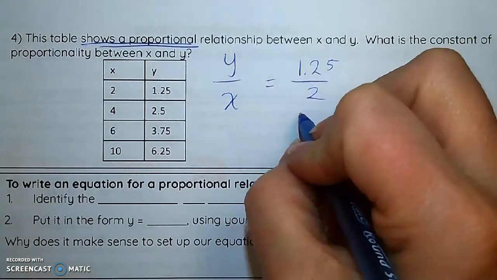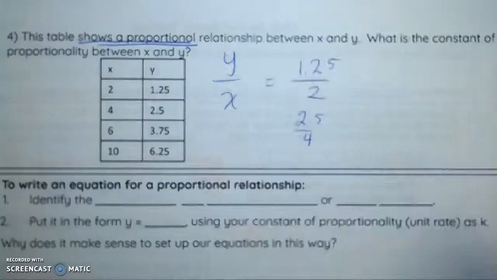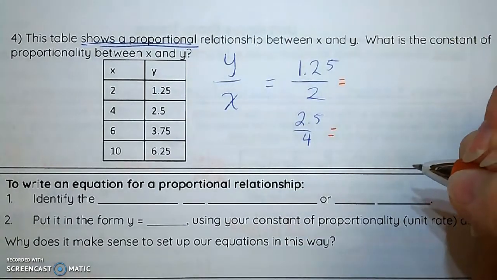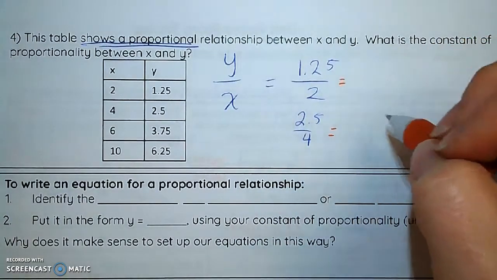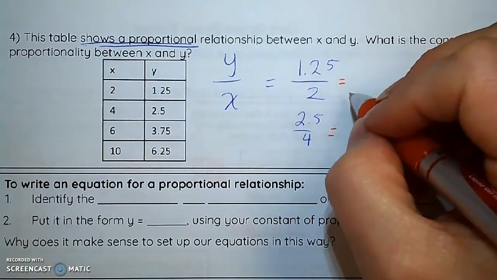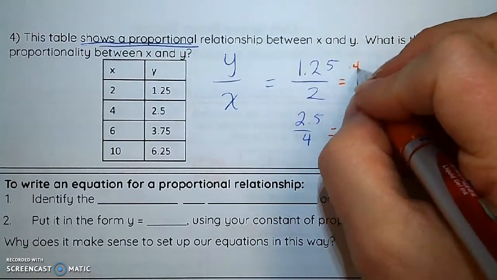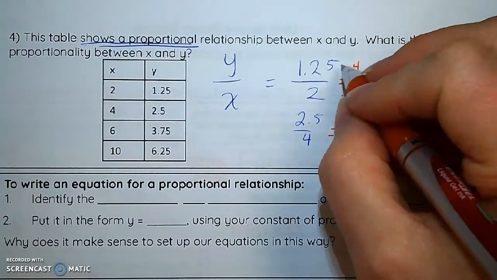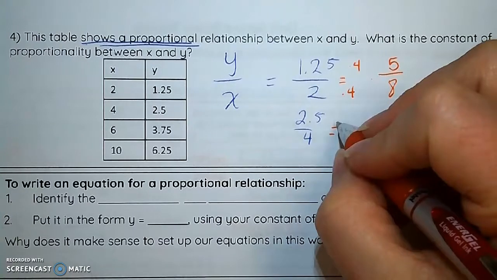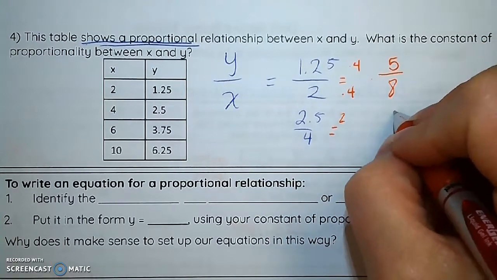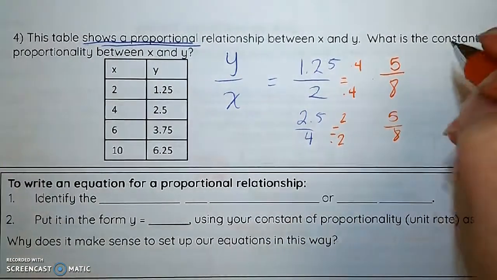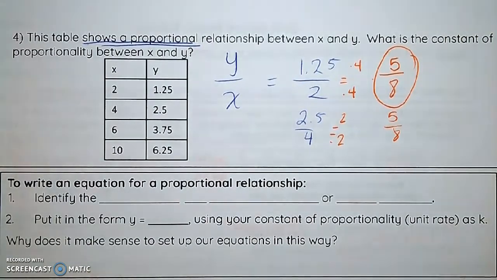Now I could pick that one. I could have also picked 2.5 divided by 4. Once again, make these into equivalents that have whole numbers. That's one way to do it. Or I can try to do 1.25 divided by 2. I can do long division to do that. That's up to you. I know this is a fourth, so I know I could multiply it by 4. And that would give me 5/8. And if I do that down here as well, if I multiply that by 2, I'd get 5/8 as well. So my constant of proportionality is 5/8.